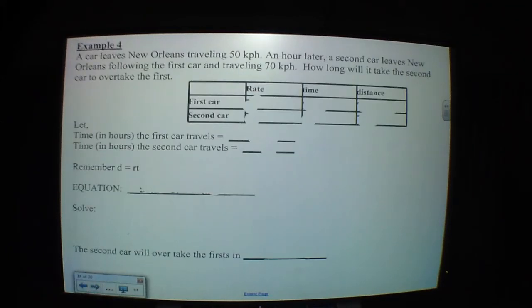Next one, a car leaves New Orleans traveling 50 miles per hour. An hour later, the second car leaves New Orleans following the first car traveling 70 miles per hour. How long will it take for the second car to overtake the first car?